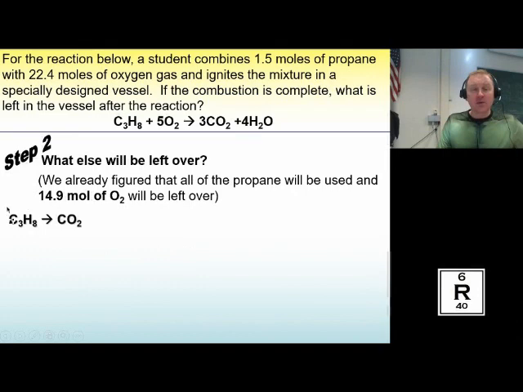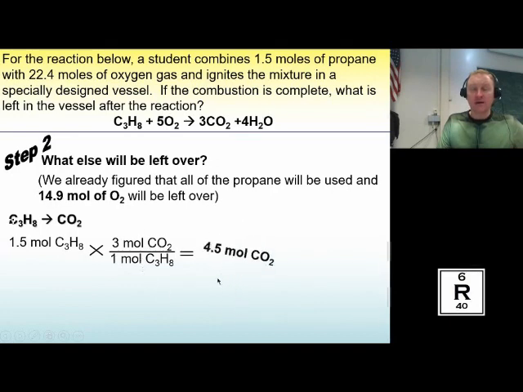Let's now convert propane, because we know propane's our limiting reactant. It's very important that you use your limiting reactant in this step. Let's convert propane into carbon dioxide and see how much carbon dioxide is produced. We're going to be basing this off of the 1.5 moles of propane that was used. So 1.5 moles of propane was used, how much carbon dioxide will be produced? Well, it is a 1:3 ratio. So therefore, I can convert into moles of carbon dioxide. The propane cancels. And we have 4.5 moles of carbon dioxide being produced.